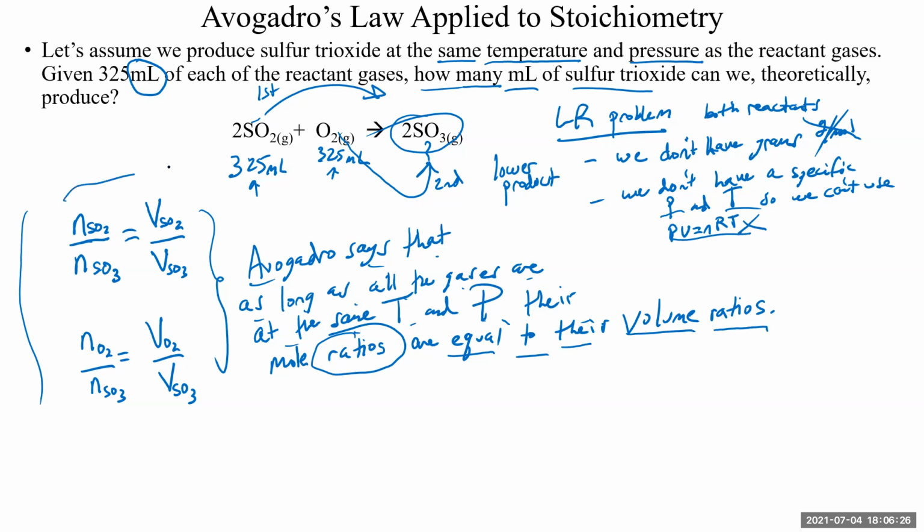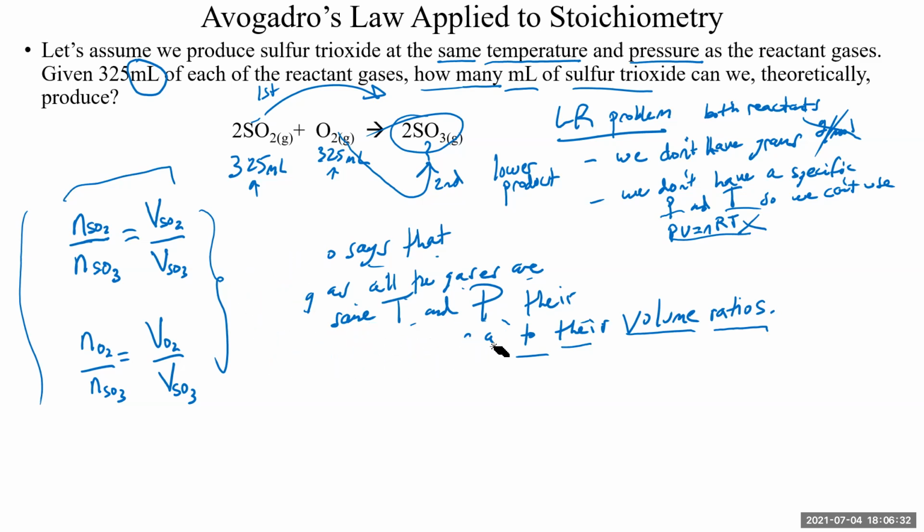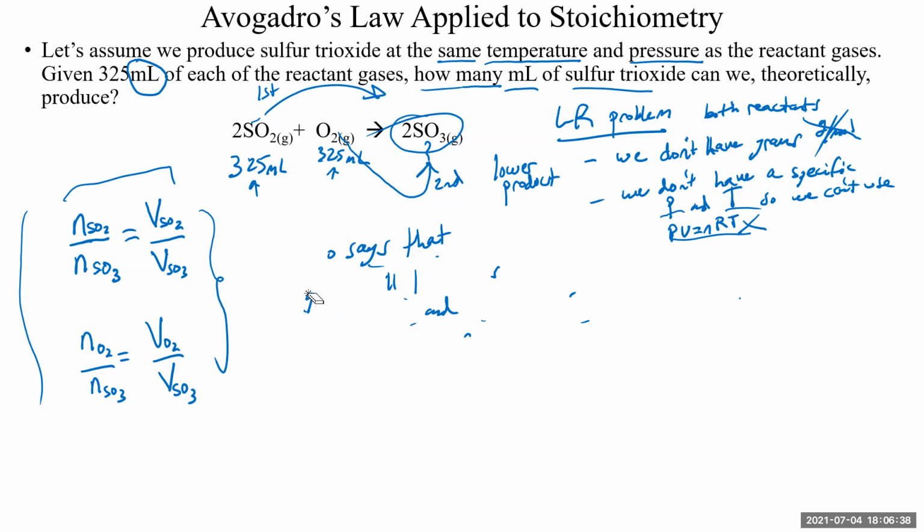That's why I can set these things equal to each other, which is great because that allows us to reinterpret the stoichiometric coefficients in any volume unit we want. So I'm going to interpret this as 2 milliliters of sulfur dioxide reacting with 1 milliliter of oxygen gas to produce 2 milliliters of sulfur trioxide. That's how I'm going to read this now.